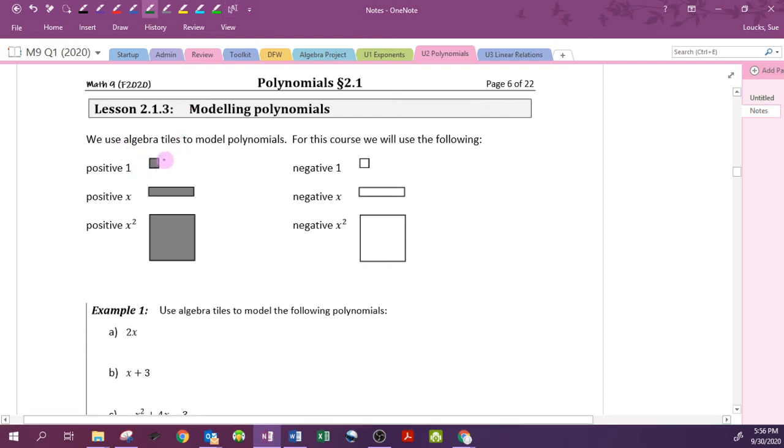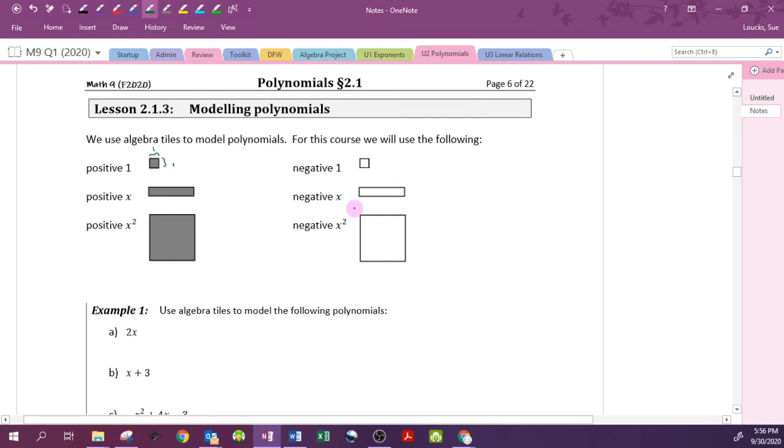This little square here is 1 unit by 1 unit. That's how big it is. So 1 times 1 is 1. So this is considered a positive 1 tile. And then if you flip it over, it's white on the other side and it's negative.